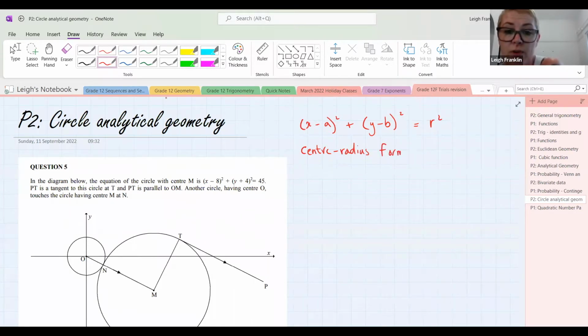The other thing that they can do is give it to us in the form ax² + bx + cy² + dy + e = 0. So they can give it to us like this as well.